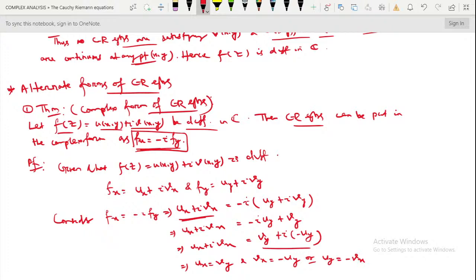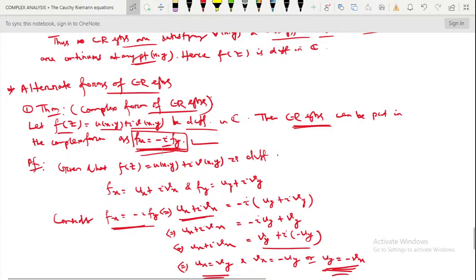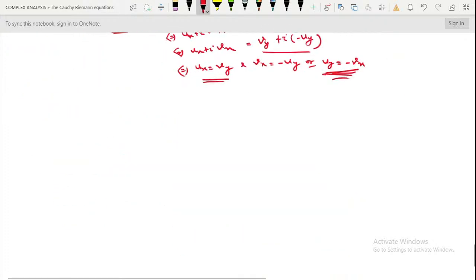And you know these are the Cauchy-Riemann equations. So if this is given, then you get the Cauchy-Riemann equations, and if the Cauchy-Riemann equations are given, then you can come to this. This is the complex form of the Cauchy-Riemann equations, and it is complex because the i appears here. Okay, now this is proved.